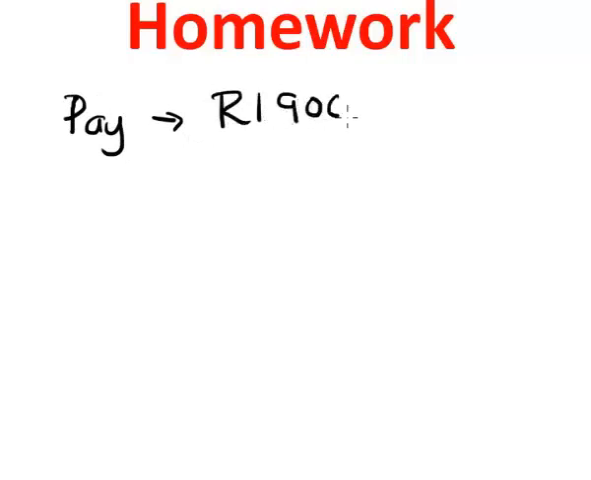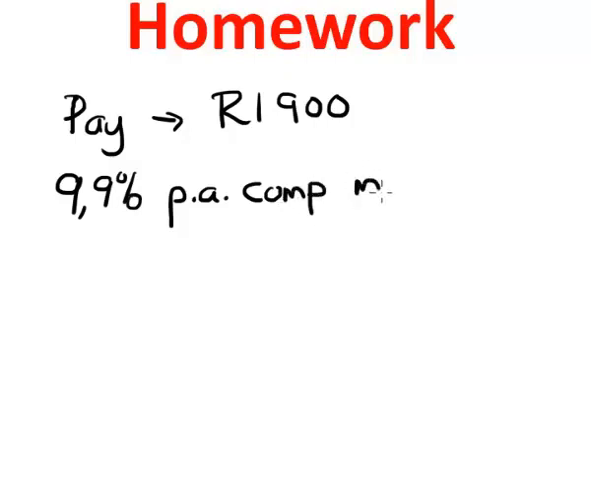Let's look at your example. Michael wants to buy a new car and he can afford payments of 1,900 Rand a month. Okay, so he can pay 1,900 Rand a month. The financial institution will charge him 9.9% per annum, and that again is compounded monthly. So it's compounded monthly. And he wants to pay the loan off over 6 years.